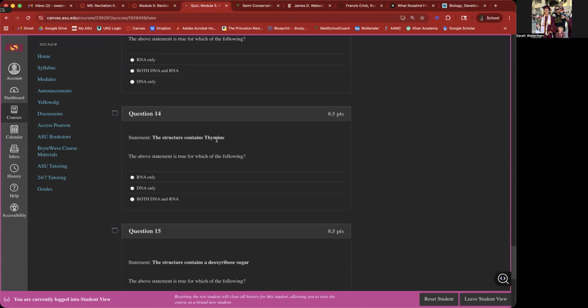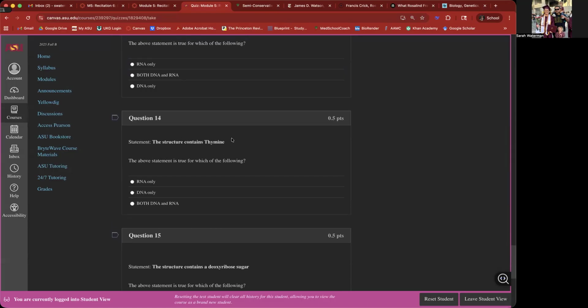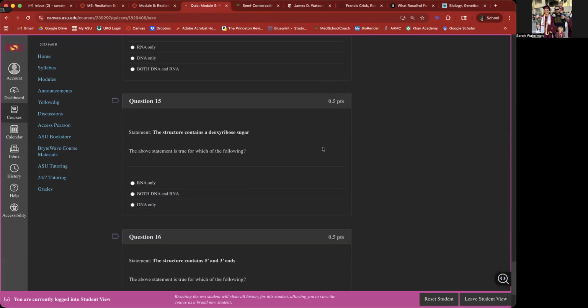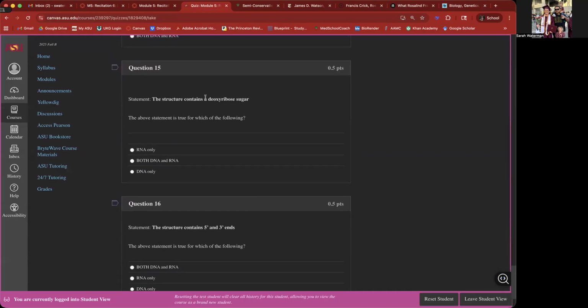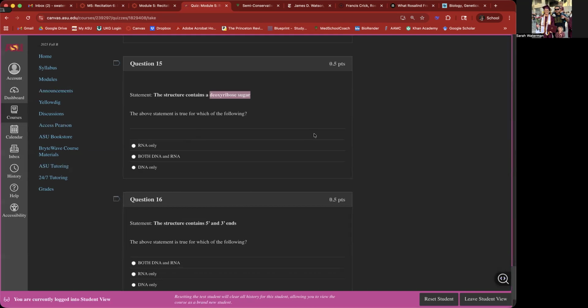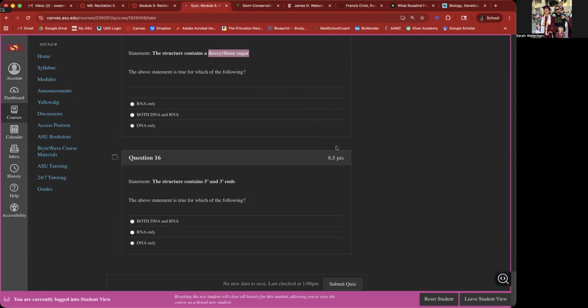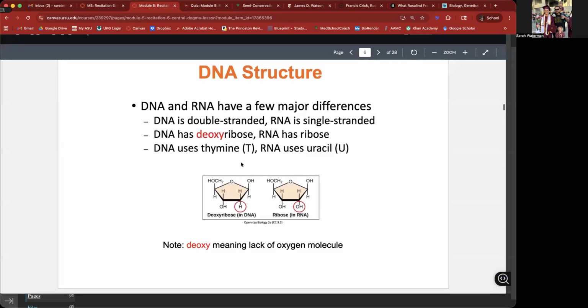The structure contains thymine. We have sort of hit ourselves on the head about what the difference between DNA and RNA is when it comes to nitrogenous bases. The structure contains a deoxyribose, DNA or RNA or both. So deoxy means less one oxygen.